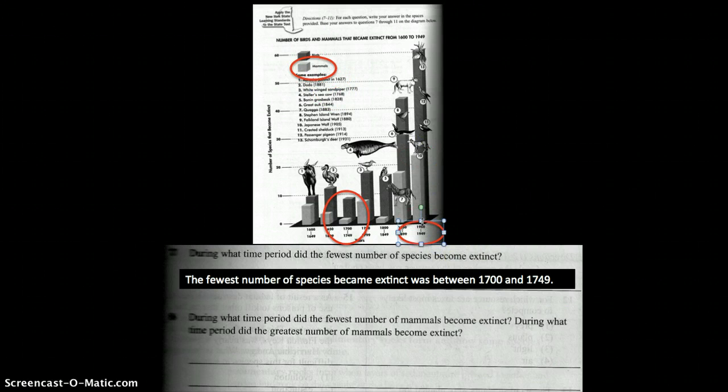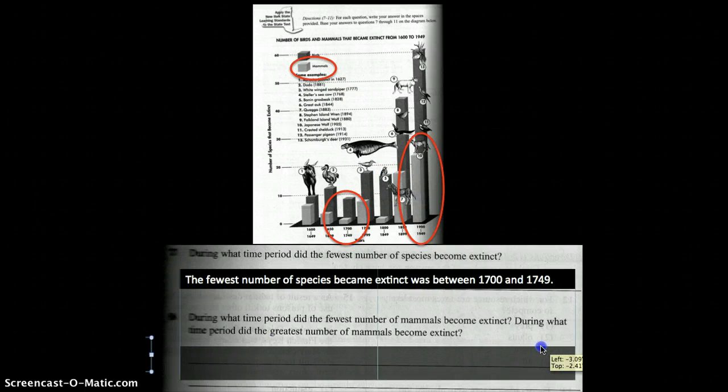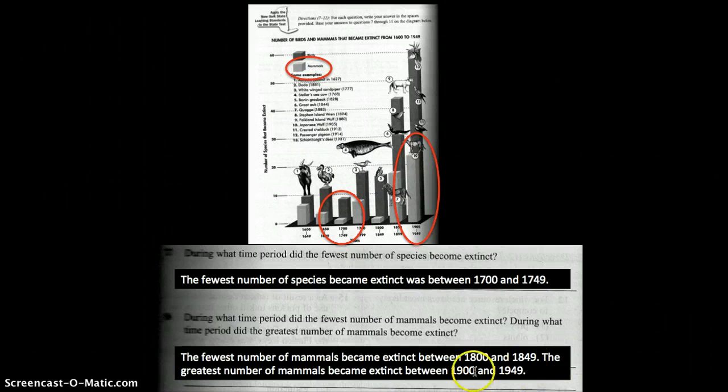Now, I would be marking up if this were me, so here we go. But I probably wouldn't be all over the place like this. A little bit neater. So, this is how I wrote it. The fewest number of mammals became extinct between 1800 and 1849. The greatest number of mammals became extinct between 1900 and 1949.